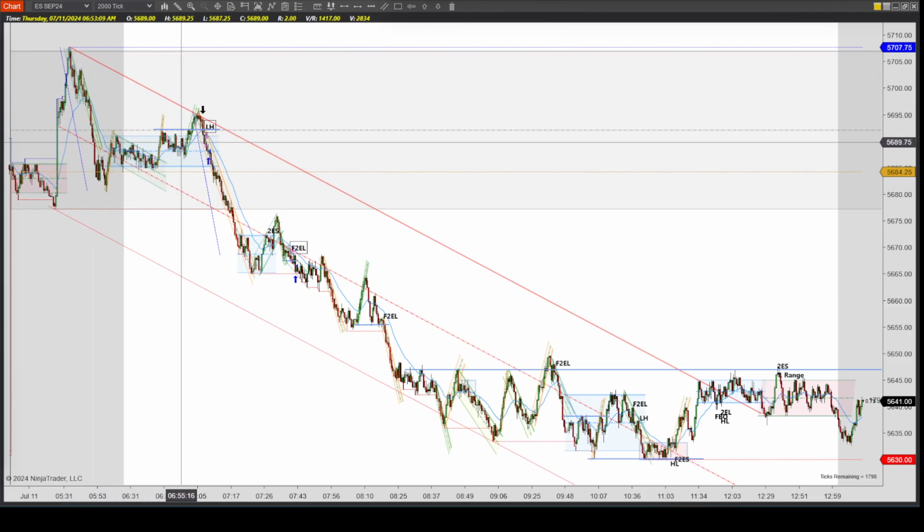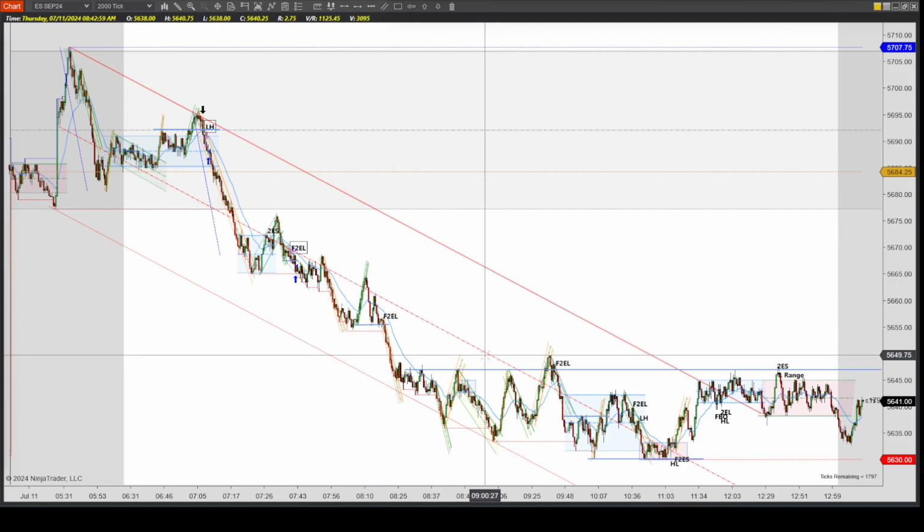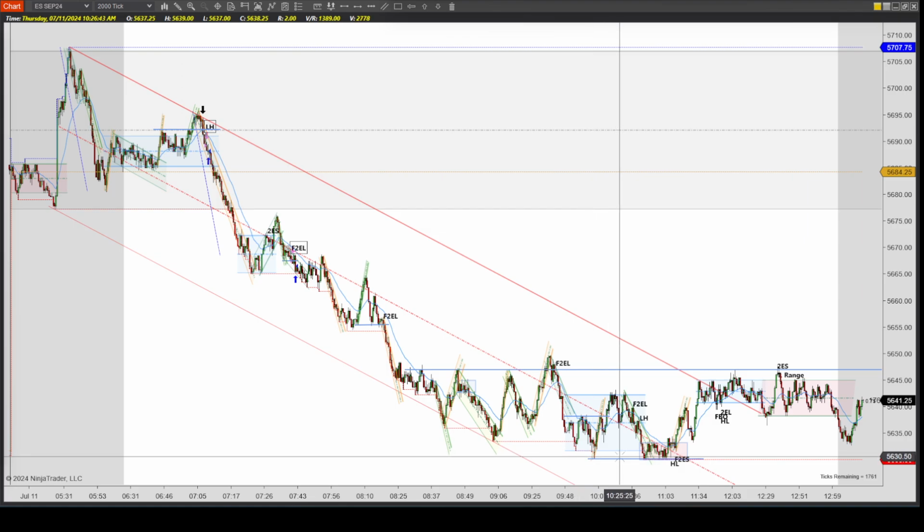Then it chopped around, consolidated on the open, and then the rest of the day proceeded to sell off in a very choppy but gradual sell-off right here. And then it hit, I didn't know at the time, but it turned out to be this large range defined by this top resistance and maybe this bottom support.